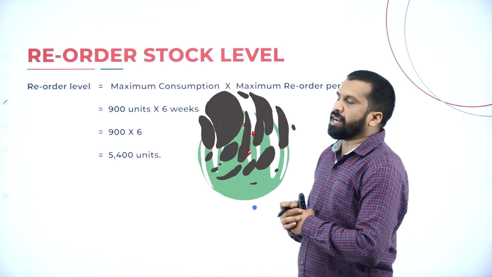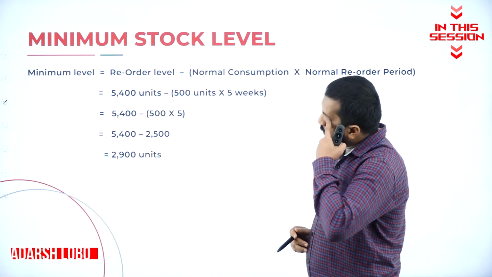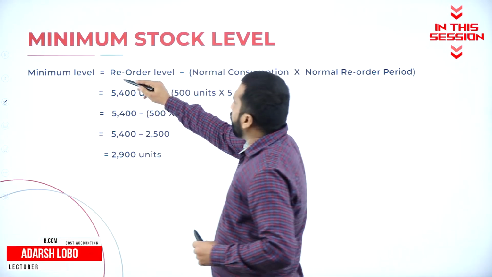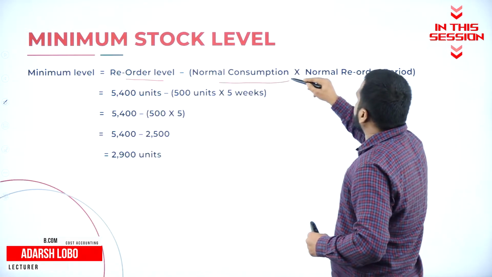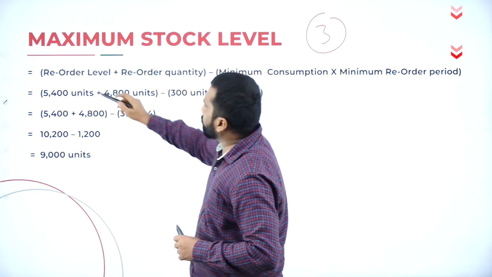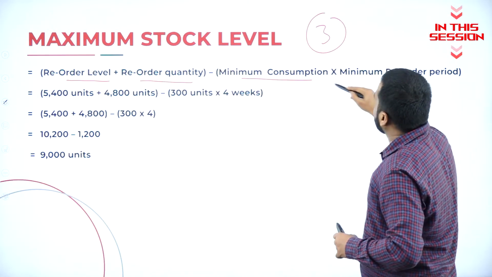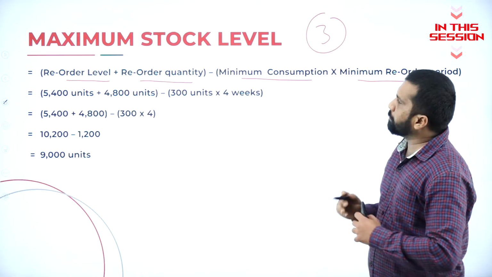Always we should start our problem with reorder stock level. Minimum stock level, what is the formula? Reorder level minus normal consumption into normal reorder period. What is the formula for maximum stock level? Reorder level plus reorder quantity, minus minimum consumption into minimum reorder period.